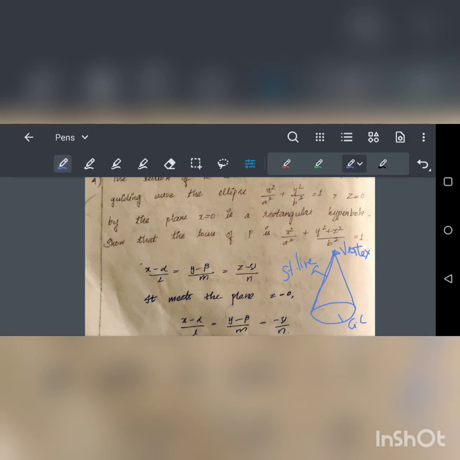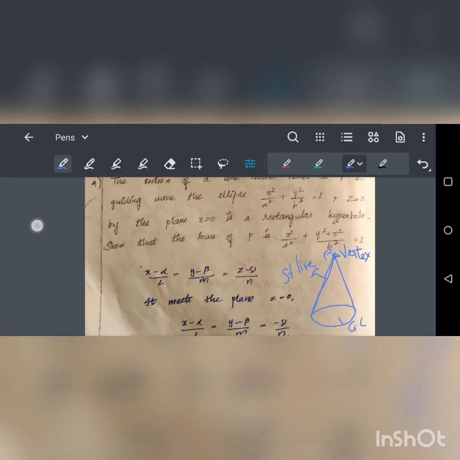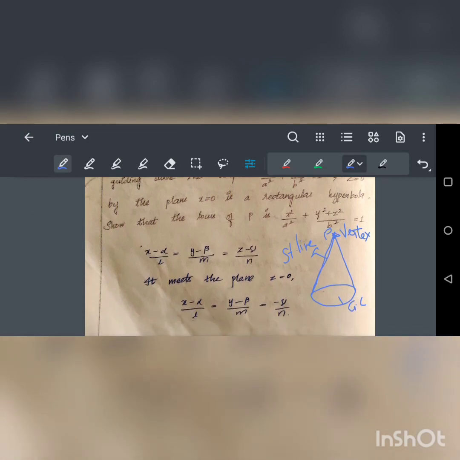So here in this question you are provided with a point P, so this is nothing but a vertex point, and the guiding curve of this is an ellipse, and this guiding curve intersects the plane x is equal to 0, so that we will be getting a rectangular hyperbola, and the locus of this P is given. We need to show that the locus of this point P is this. Okay, so we'll move step by step. First, let us consider the equation of a straight line.